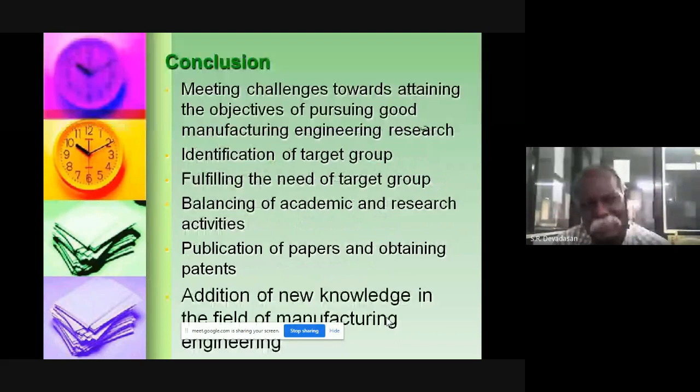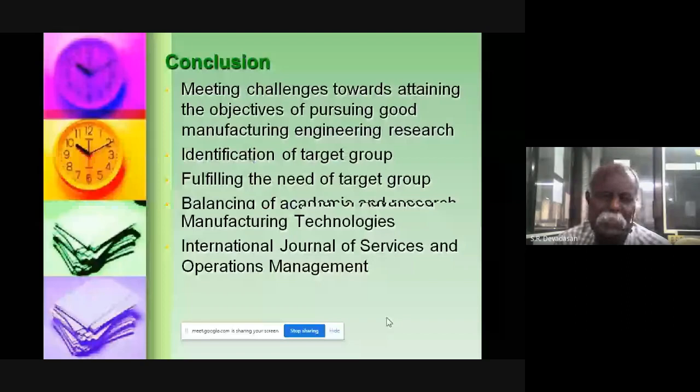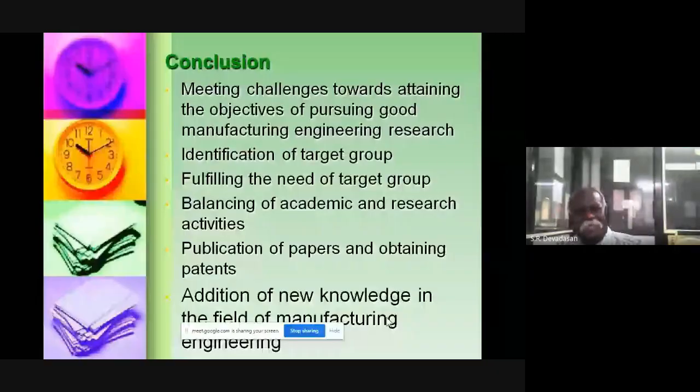So we need to work on finding the mechanism and model so that we establish a link with the practical activities. Then comes the identification of the target group. So when we do our work, the group that will get the benefit, we need to identify.